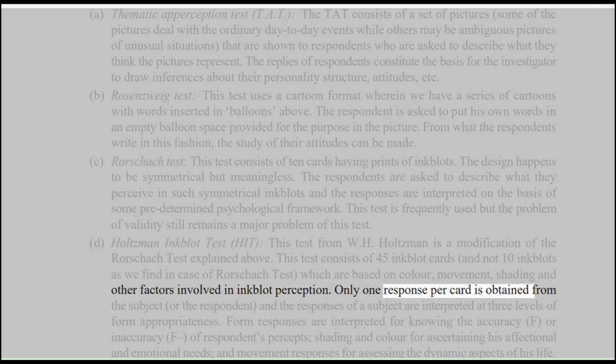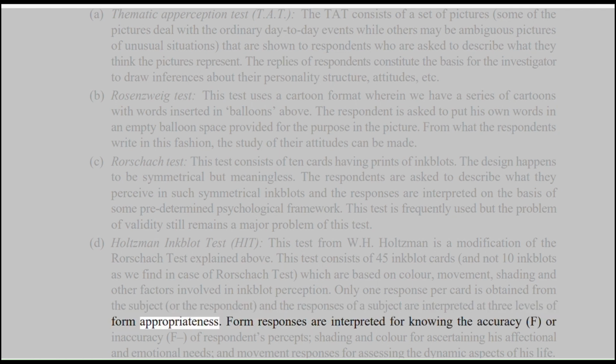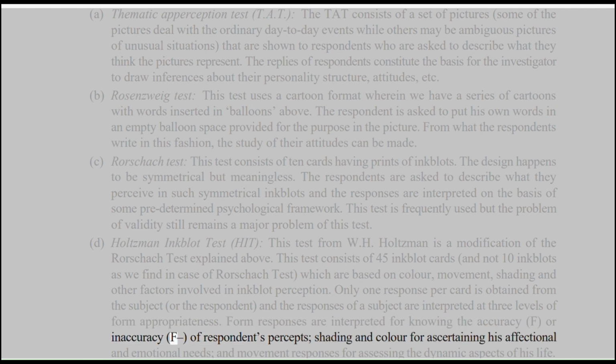Only one response per card is obtained from the subject or the respondent, and the responses of a subject are interpreted at 3 levels of form appropriateness. Form responses are interpreted for knowing the accuracy, F plus, or inaccuracy, F minus, of the respondent's percepts, shading and color for ascertaining his affectional and emotional needs, and movement responses for assessing the dynamic aspects of his life.